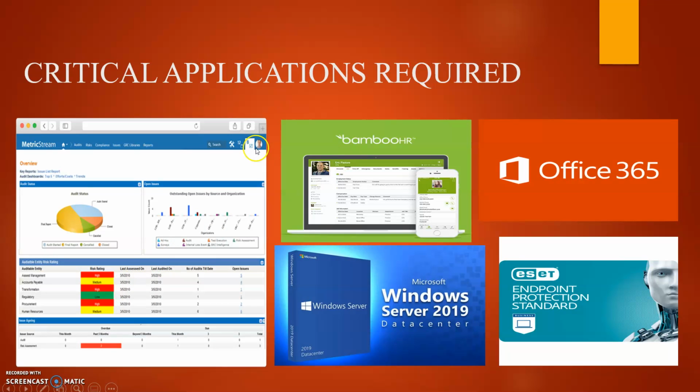These are some of the critical applications used inside the company to run the critical business operations of Rajesh Technology Solutions. One of those is the Metric Stream Audit Management Software, as one of our primary services is providing audit services to various clients. So it is one of the prominent applications currently being utilized. There are other applications as well, such as Bamboo HR software, which is basically a human resource management software, Office 365, and Windows Server 2019 Datacenter, which is being used on the servers. We have also used ESET Endpoint Protection Standard as an antivirus to secure our data and services. It also enhances our internet security.